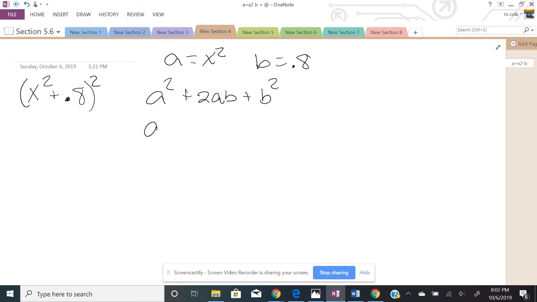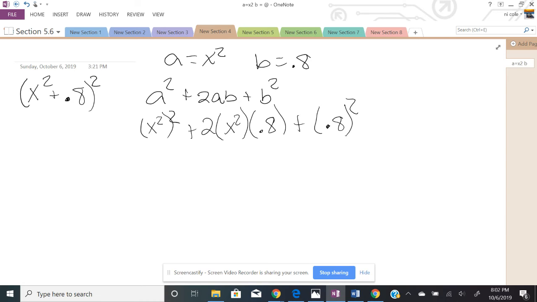So I would have x squared squared plus 2 times x squared times 0.8 plus 0.8 squared. Okay, 2 times 2, power to a power, we're multiplying, so that gives me 4 plus 2 times 0.8 gives me 1.6 x squared, plus 0.8 times 0.8 is 0.64.